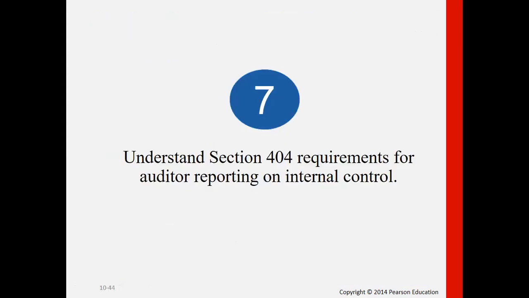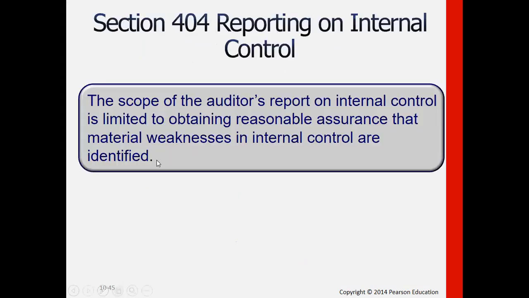And then for section 7 or objective 7, which is to understand Section 404 requirements for auditor reporting on internal control. So the scope of the auditor's report on IC is limited to obtaining reasonable assurance that material weaknesses in internal control are identified. So that's really our task here. Take note of the terms: limited, reasonable assurance. We cannot have 100% absolute assurance to begin with. And then we only focus on material weaknesses and they have to be identified.